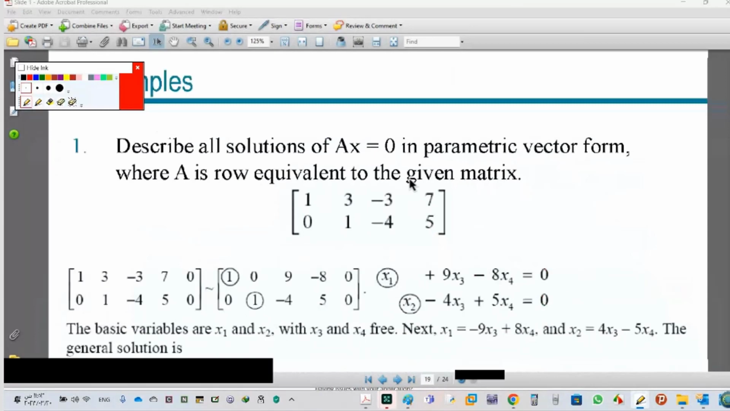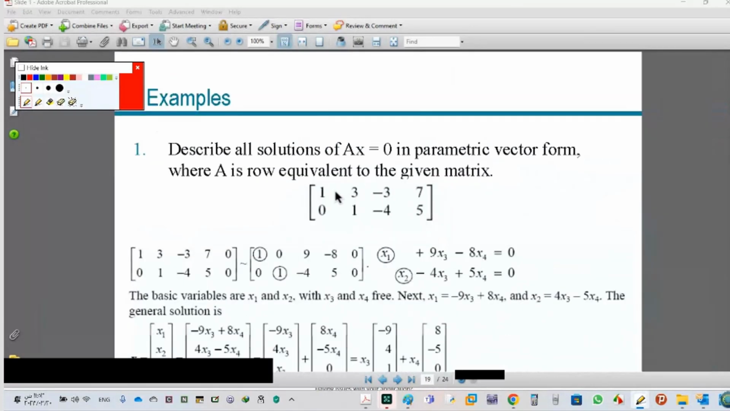Now, describe all solutions in parametric vector form. He told me this is the matrix A. Wait, here we have a lot of problems. Ax equals 0, he told me, in parametric vector form. And he told me this is A. So x1, x2, we have x3, we have x4. So I have here two free variables. What are they? x3 and x4.